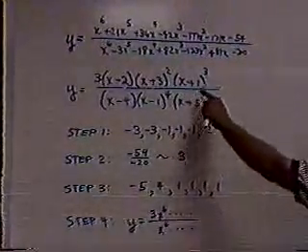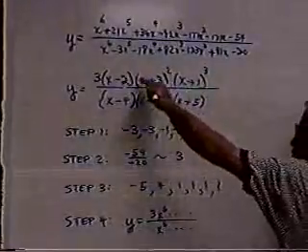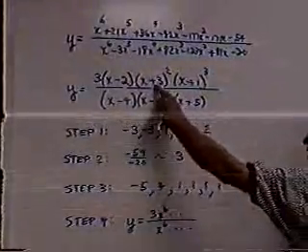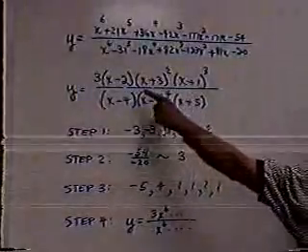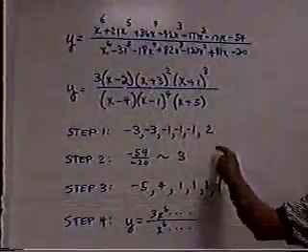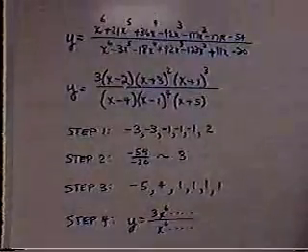All right, step 1. What makes the numerator 0? There they are: minus 3 twice, minus 1 three times, plus 2 one time. So step 1, we found where it crossed the x-axis.